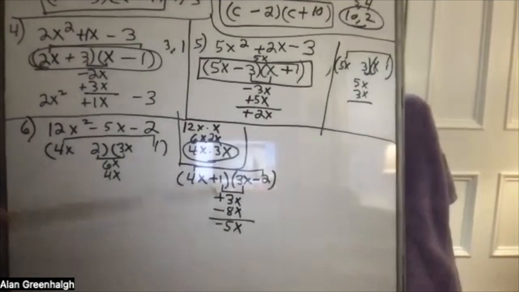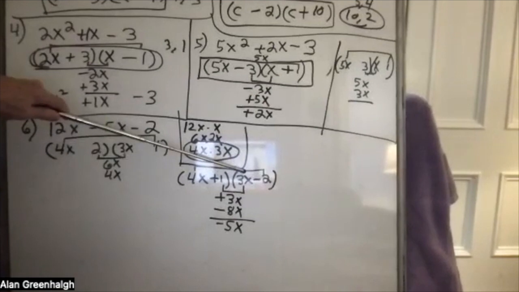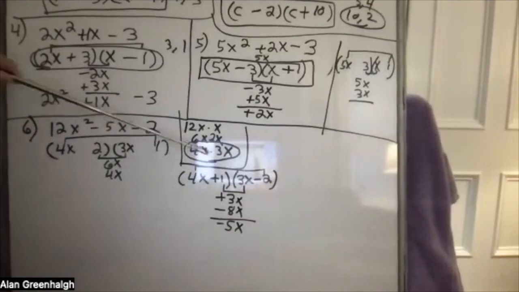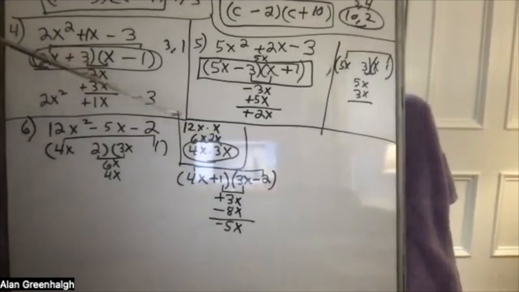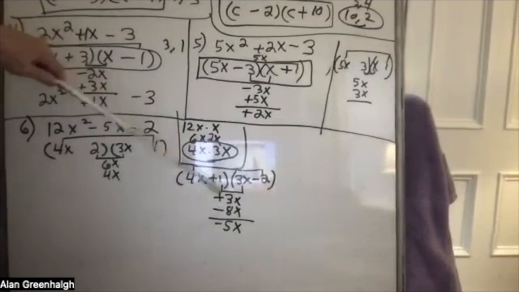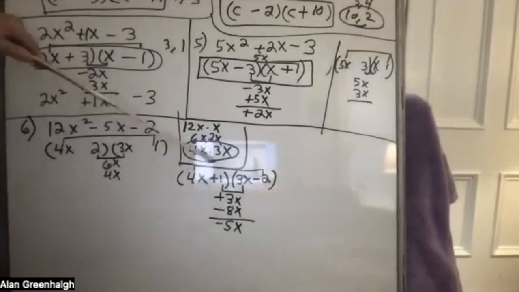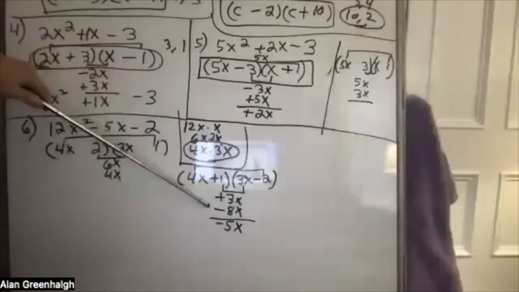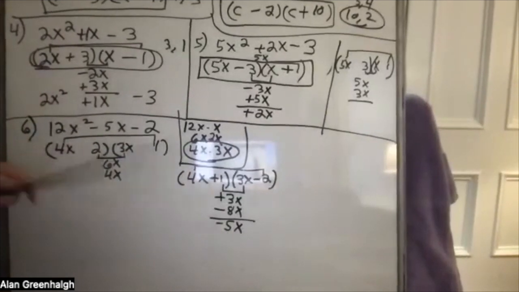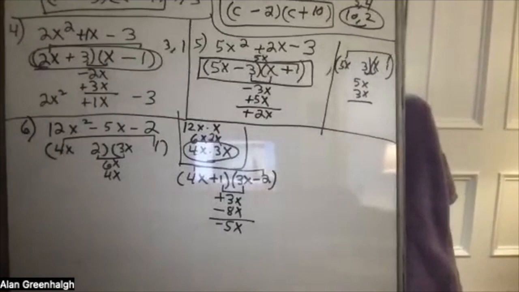And now let's check ourselves. 4x times 3x is 12x squared, good. 1 times negative 2 is negative 2, good. 1 times 3 is 3x. 4x times negative 2 is negative 8x. And when you add them, you get negative 5x. So that works very, very nicely.